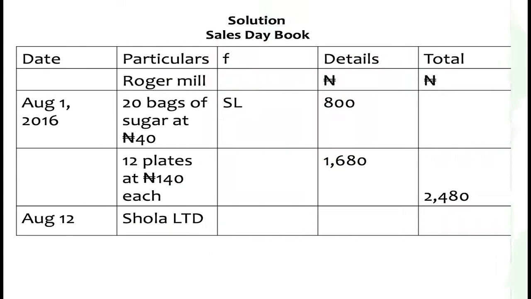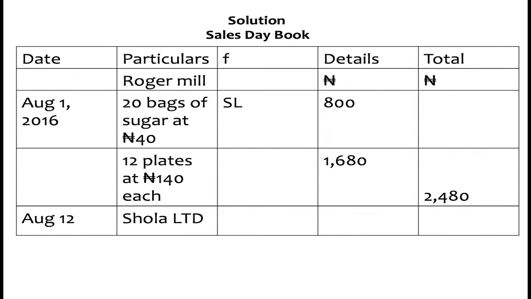Now we are going to take the solution on this example by writing the heading, which is our sales day book. Then we have our dates, particulars. Our F stands for folio, which is what we use to trace any transaction. Then we have details and total.